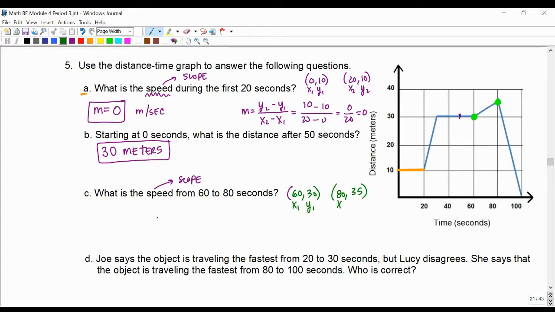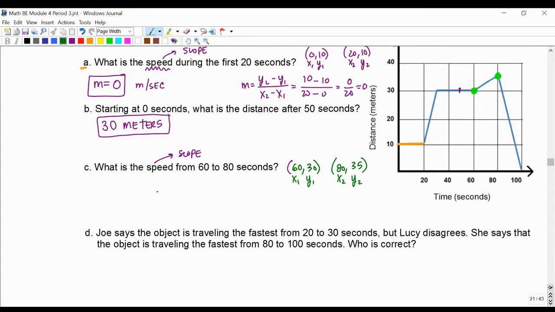All right, we're going to label our points, and we're going to do the slope formula. I'm going to go a little bit slower than I did on A because this one we can't just look at it and know that it's like on A, 0. All right, our slope formula is y2 minus y1 over x2 minus x1. I'm going to plug in 80, 35 with 35 vertically aligned over 80. And we're going to plug in 60, 30 with 30 over 60.